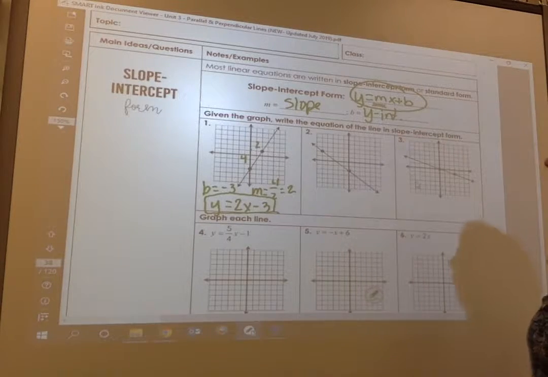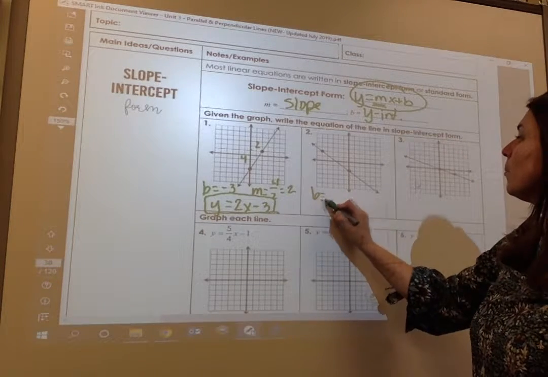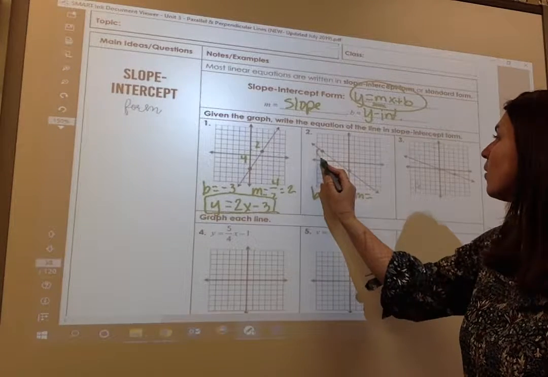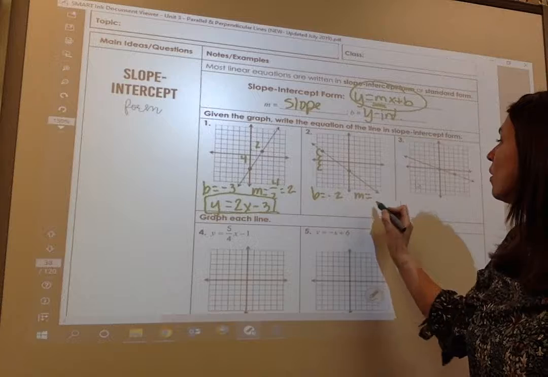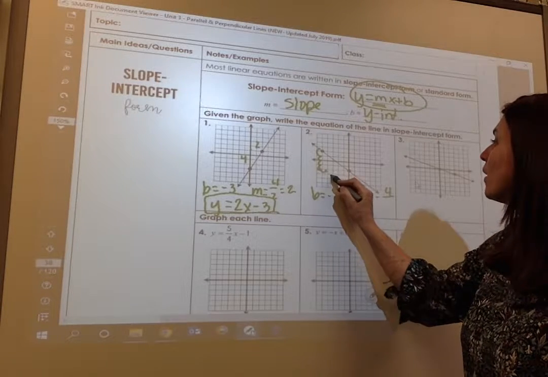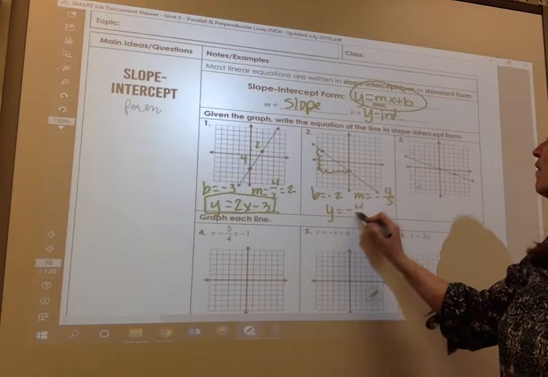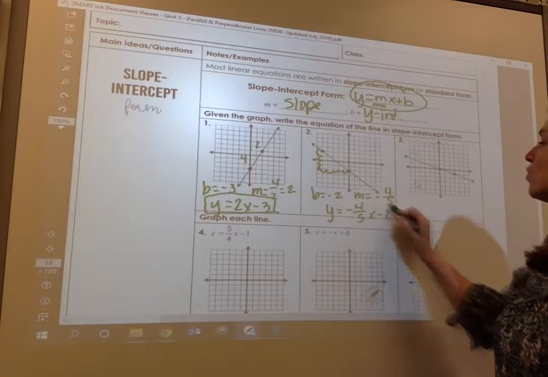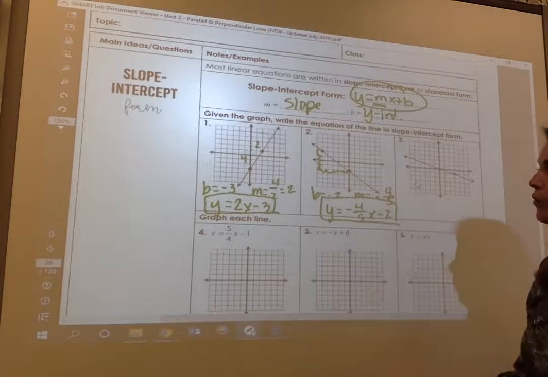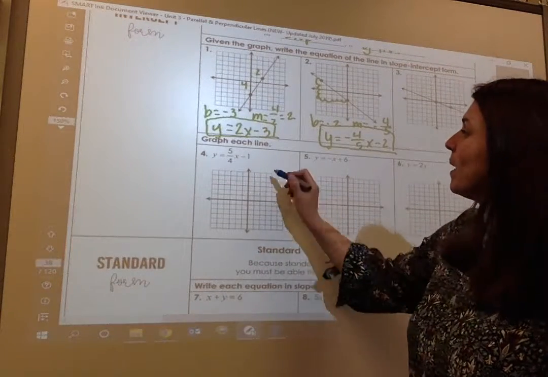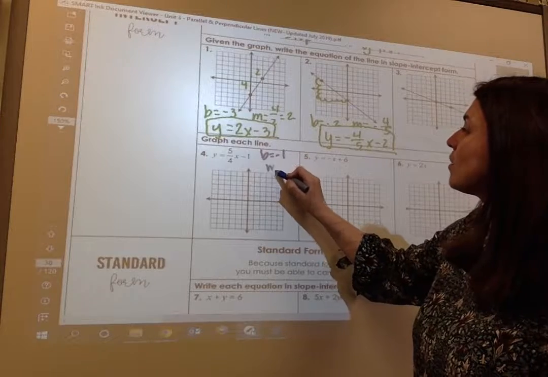Remember that? All right, let's take a look at number 2. My beginning point's -2. My slope is down. It's negative, and I go down 1, 2, 3, 4. Down 4 over 1, 2, 3, 4, 5. So now y equals -4/5 x minus 2. Okay, quick refresher there.